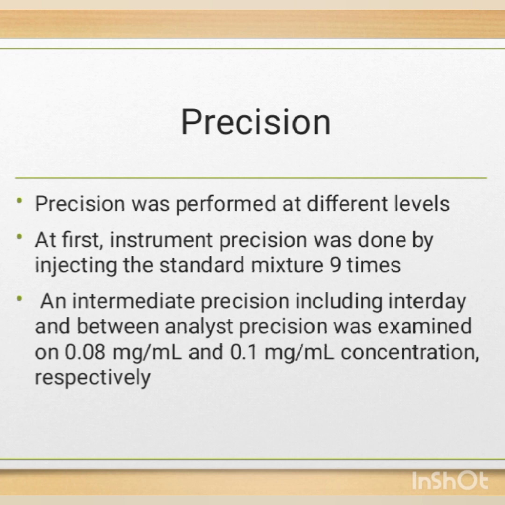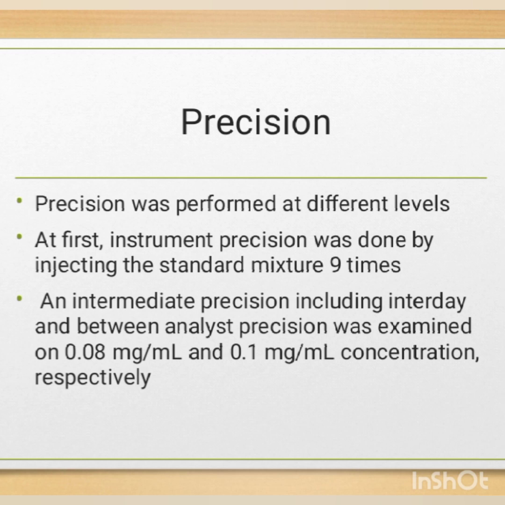Precision. We also need precision. What is precision? Precision is actually accuracy. We need to check our precision throughout our process. So precision was performed at different levels. Like at first, instrumentation precision was done. We need our instrument accurate. If we have some problems, some issues, we don't get our good result. So that's why precision is very important.